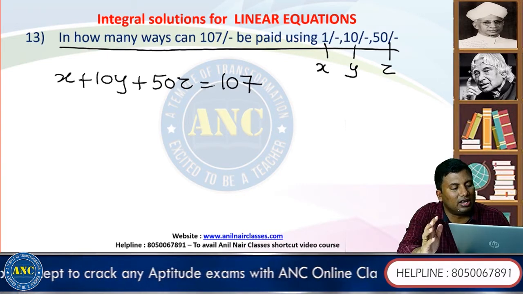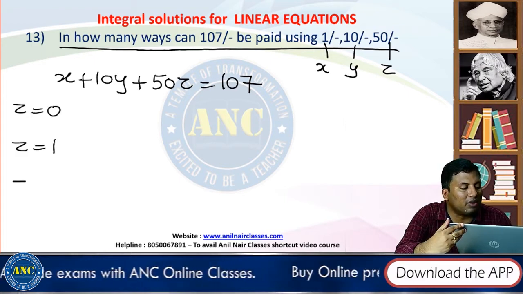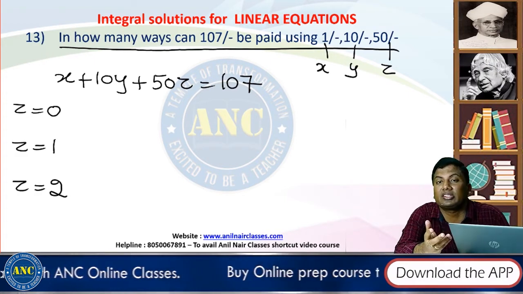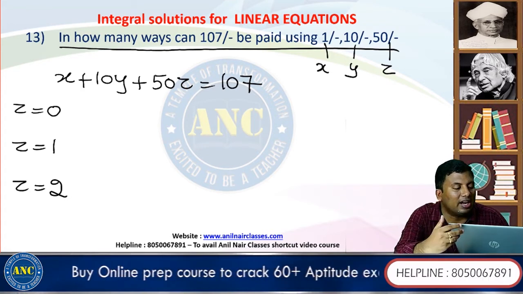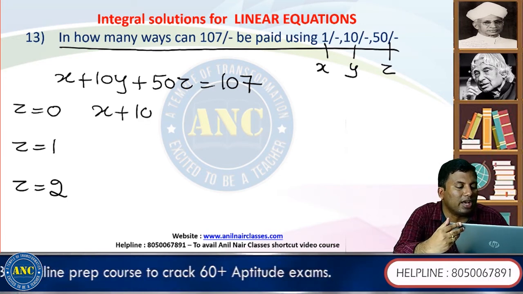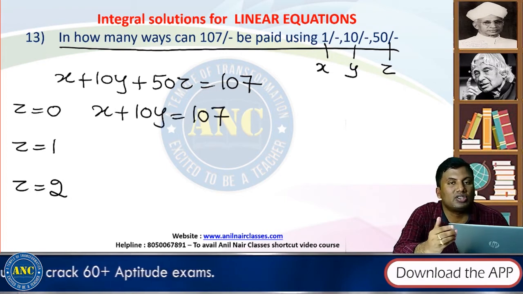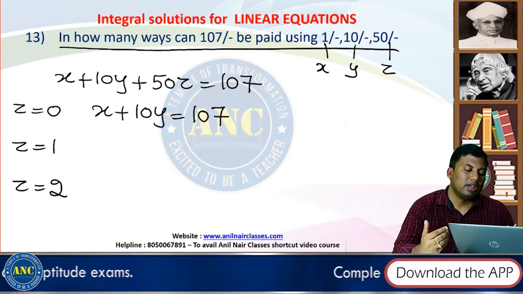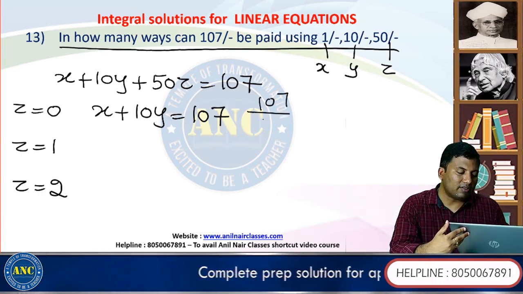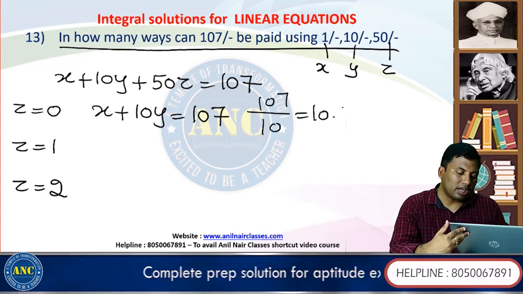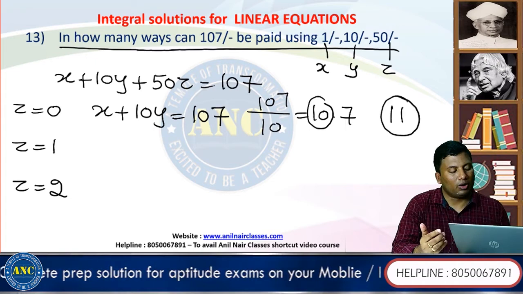Is this equation clear? Just by looking at the question itself, I can say the z value cannot be more than 2, because if z takes 3, 50 into 3 is 150, and 150 is greater than 107. Z is 0, so x plus 10y is nothing but 107. The coefficient of x is 1, and 1 is a factor of 107. So 107 by 10 is nothing but 10.7. 10 is positive, 11 will be non-negative. I hope it is clear.